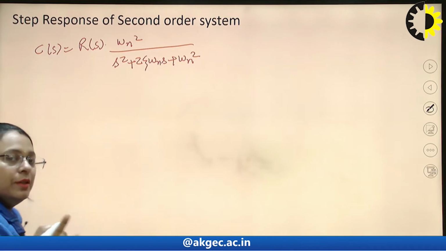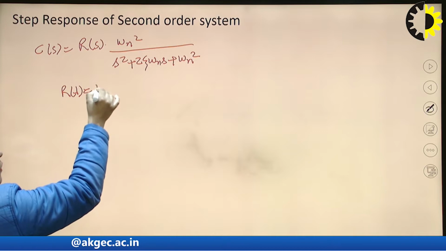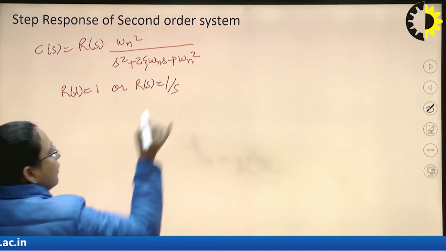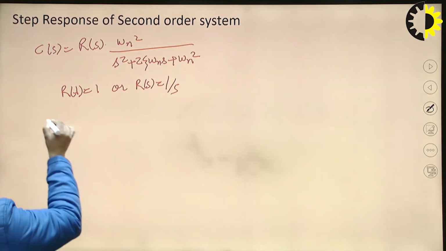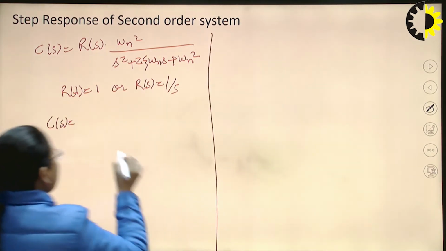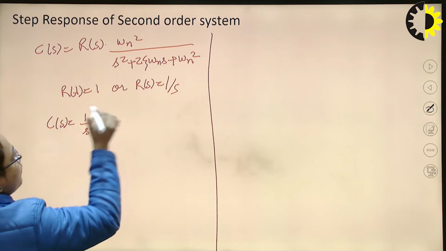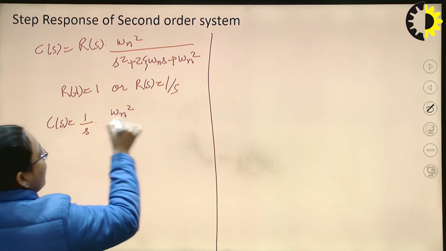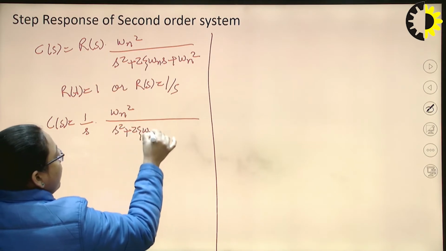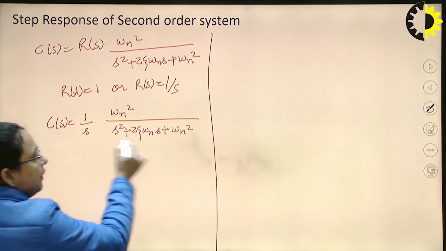When a unit step input is applied, that means rt is equal to 1, or we can say Rs is equal to 1 by s to this system, then the value of Cs will be 1 by s into omega n square upon s square plus 2 zeta omega n s plus omega n square, right? We can rewrite this denominator.